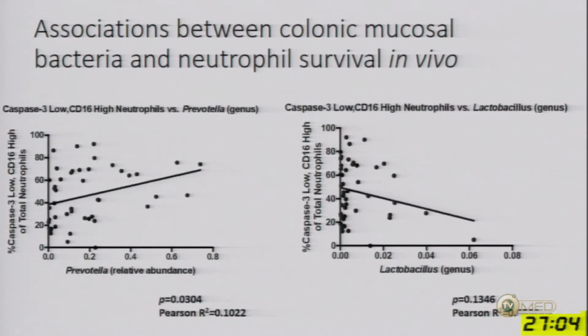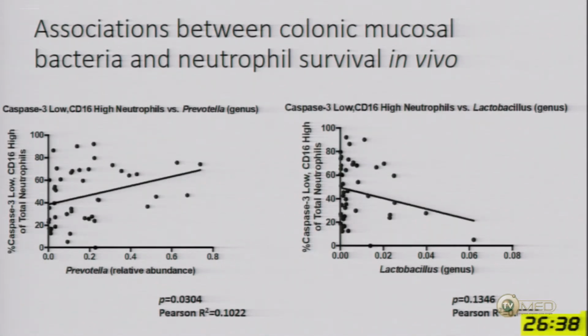So, going back to these, and now we're not looking at these ratios, but looking just at how many of these surviving neutrophils you have relative to the Prevotella here on the left, or the lactobacillus here on the right. And what you can see is there's a significant positive correlation between how many surviving cells you have and how much Prevotella, and a significant negative correlation between how many surviving cells you have and how much lactobacillus. And again, this is back to the in vivo data.